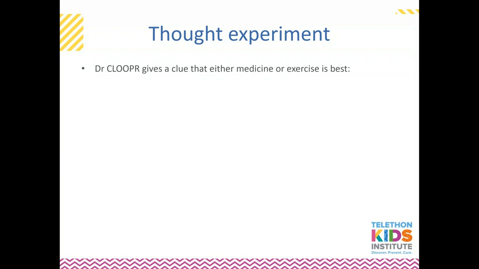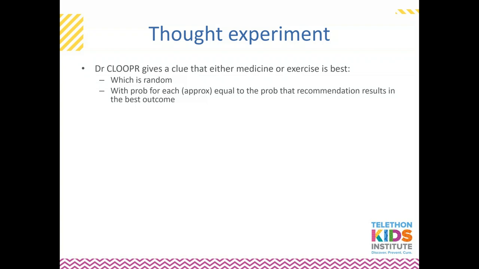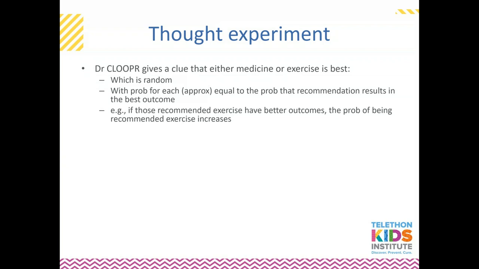The clue that she gives is random, and it has probability for each treatment option, which is approximately equal to the probability that that recommendation results in the best outcome. So for example, if those who have been recommended by Dr. Klüper to receive exercise have had better outcomes than those who have been recommended to receive medicine, then the probability that she recommends exercise is higher than the probability that she recommends medicine.